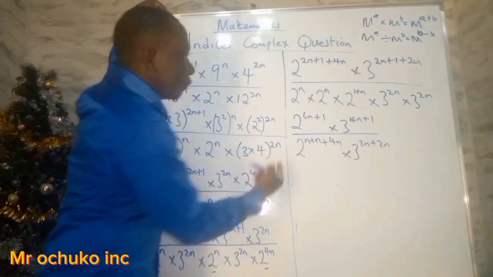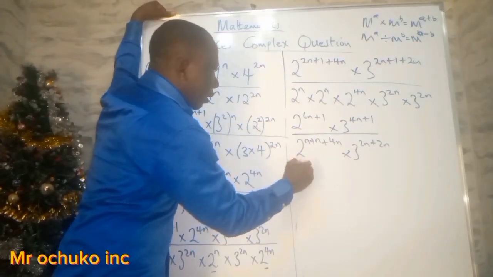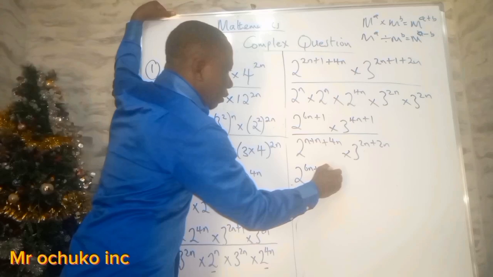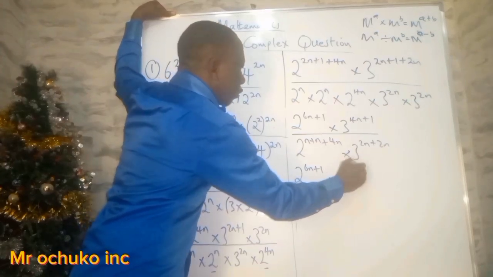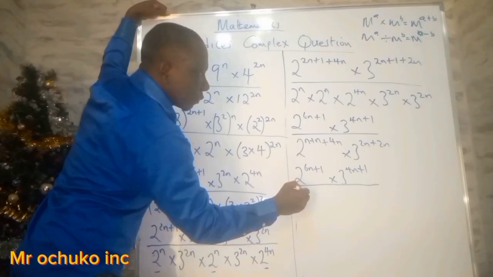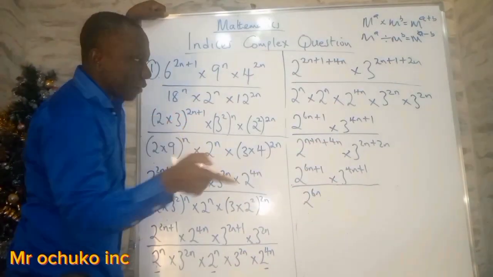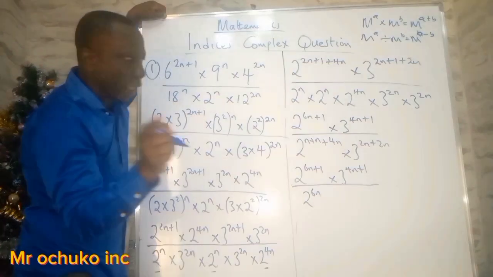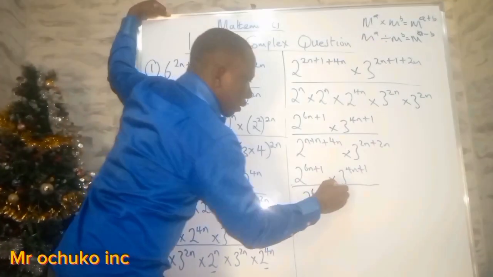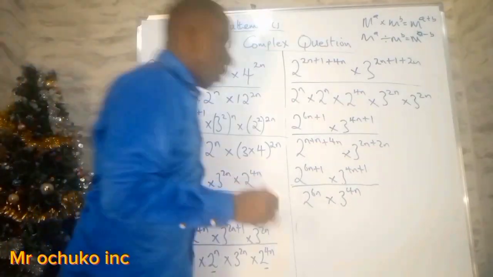Then what do we have next? Let me try to solve this. Let me simplify it completely. This is 2 raised to power 6n plus 1 times 3 raised to power 4n plus 1, all over. Let's solve. What's n plus n plus 4n? It is 6n. I hope you have seen that. n plus n plus 4n is 6n, then times 3 raised to power 4n. I hope you have seen that.